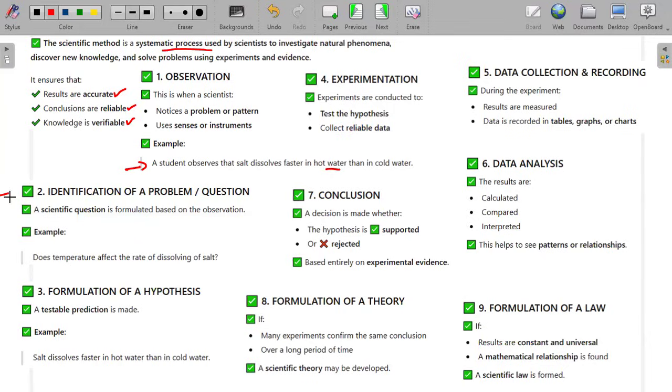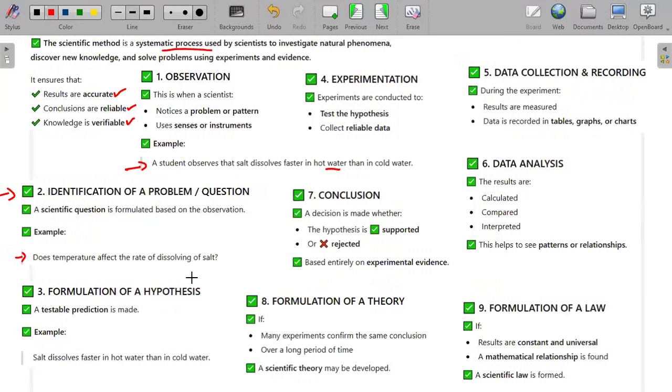And then the second step is identification of a problem, which helps you to form a question. In this second step, a scientific question is formulated based on the observation. Remember the observation that we did here: the student observed that salt dissolves faster in hot water than in cold water. Now the question that we're going to ask ourselves is, does temperature affect the rate of dissolving of salt? So we have identified the problem and we are treating it as a question.